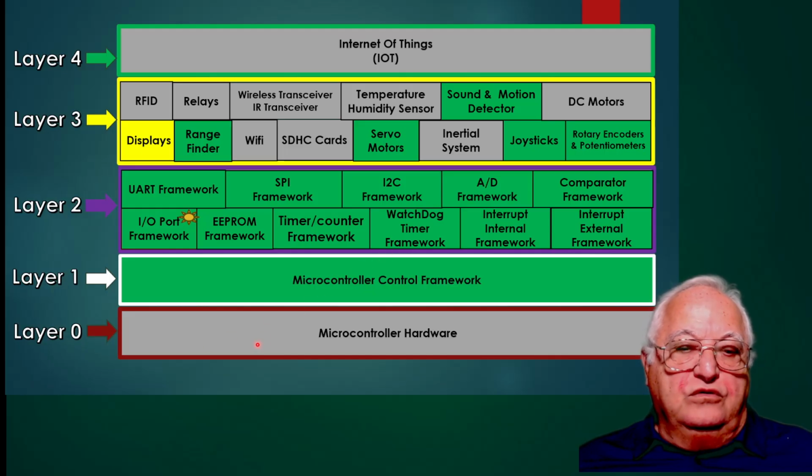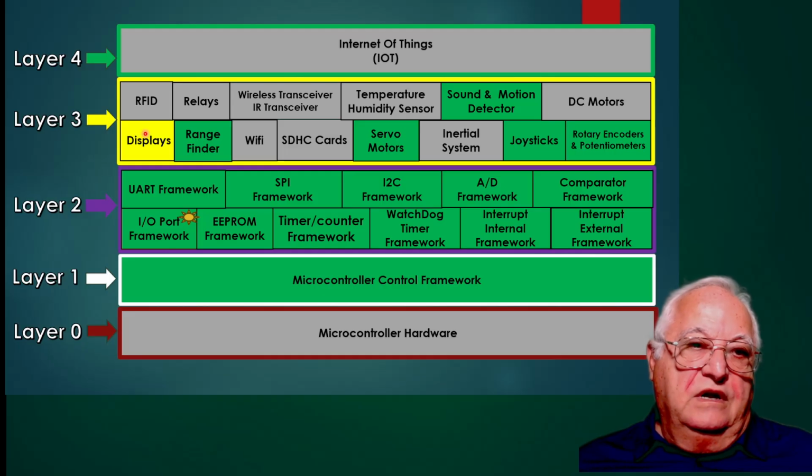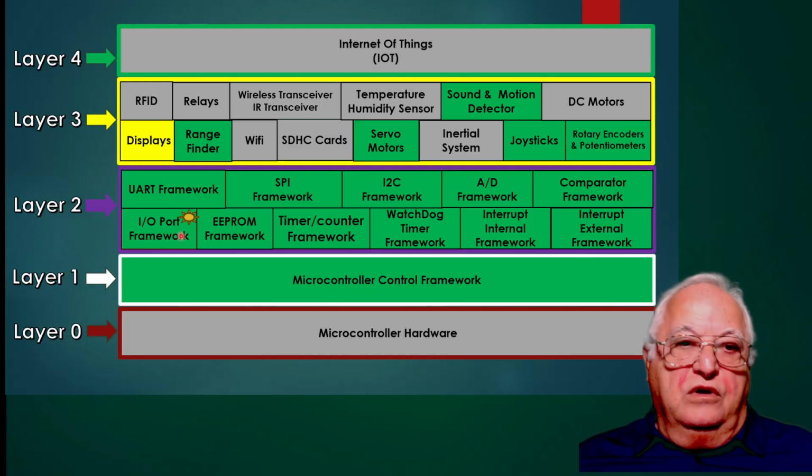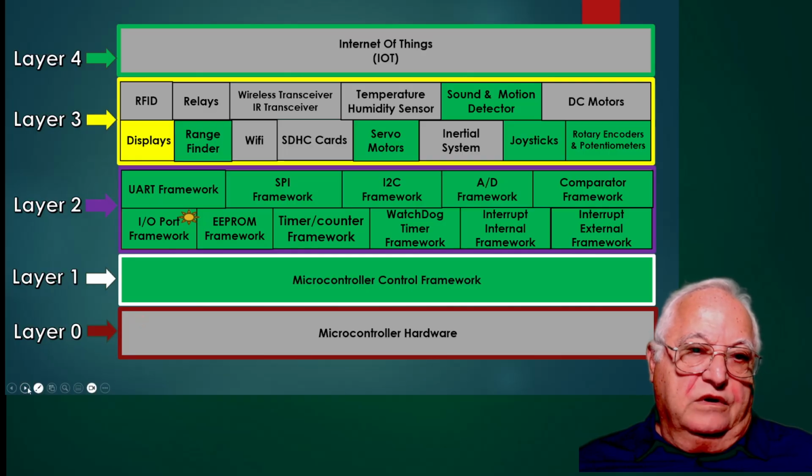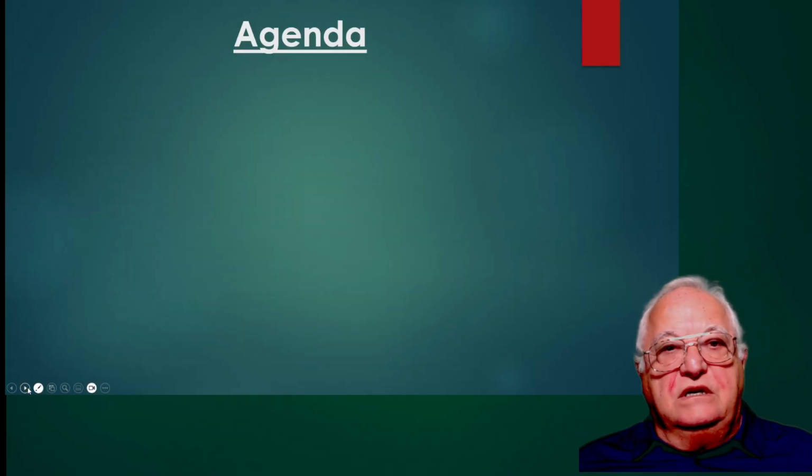Now, as usual, I like to show our architecture. Displays are in layer 3, and in this case, we're going to be using the IO port framework only to make this work. Now, let's look at the agenda.